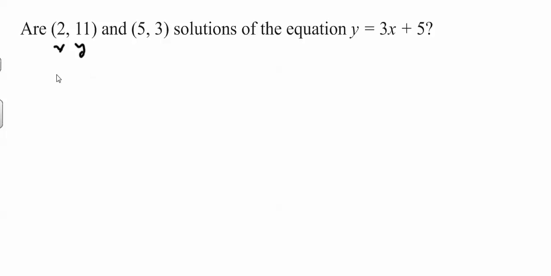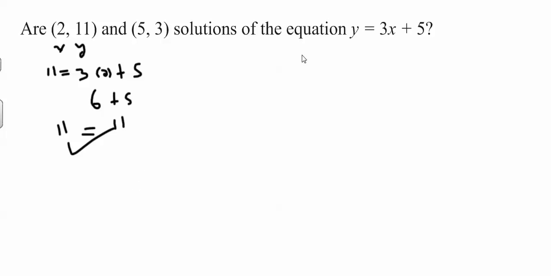So what you can do is substitute in. So you can go 11 equals 3 times the 2 in there plus the 5. So what we want to do is just see if the right side is equal to the left side, which is 11. So 3 times 2, that's 6, plus 5, and 6 plus 5 is 11. So 11 equals 11. So then what we can say is that this works.